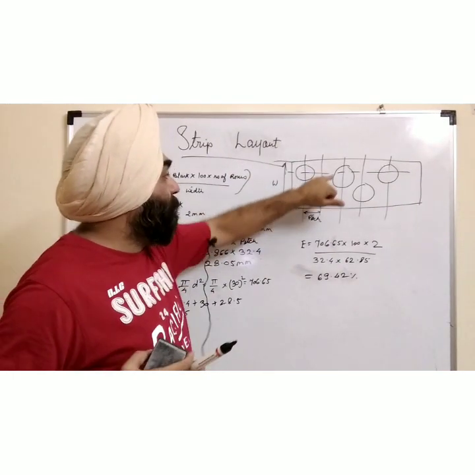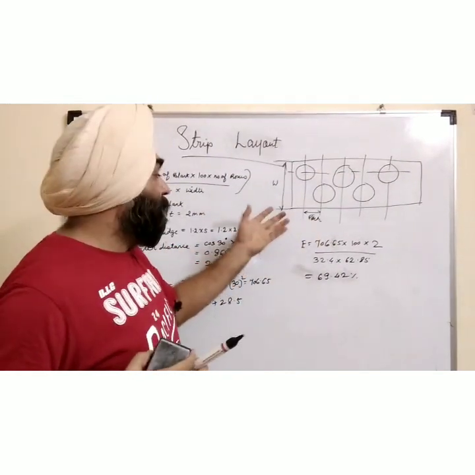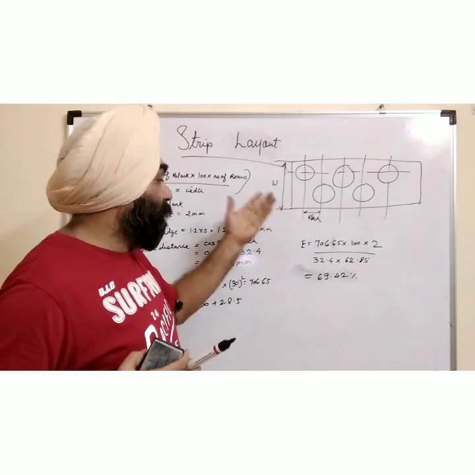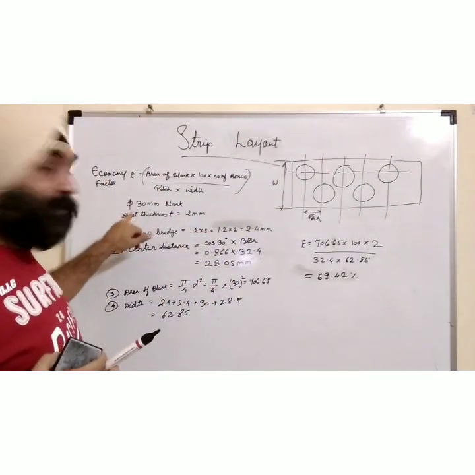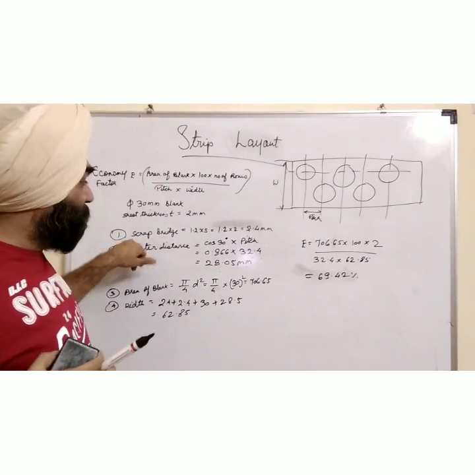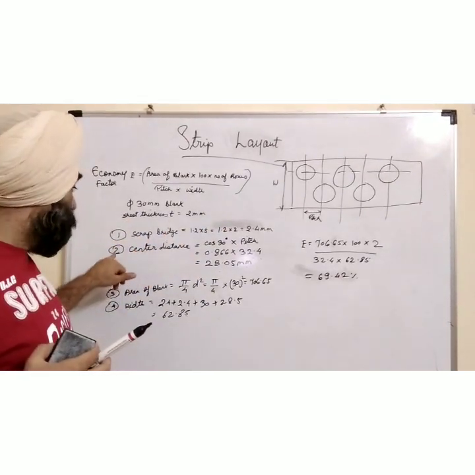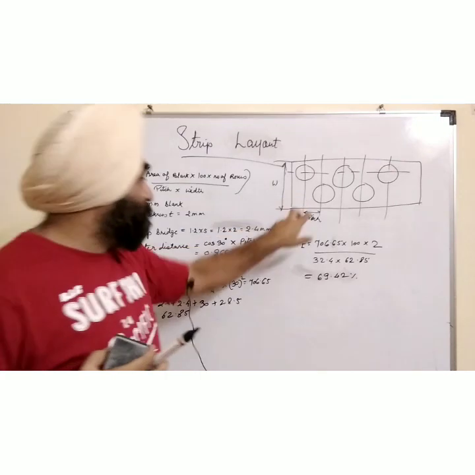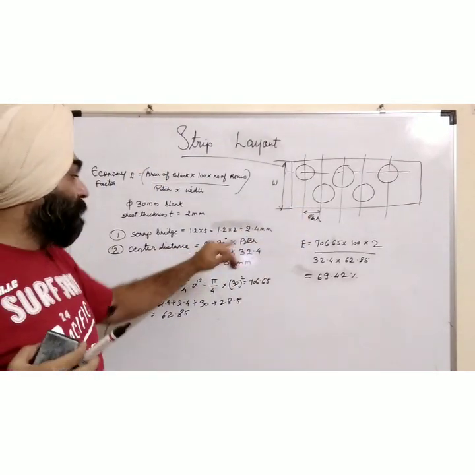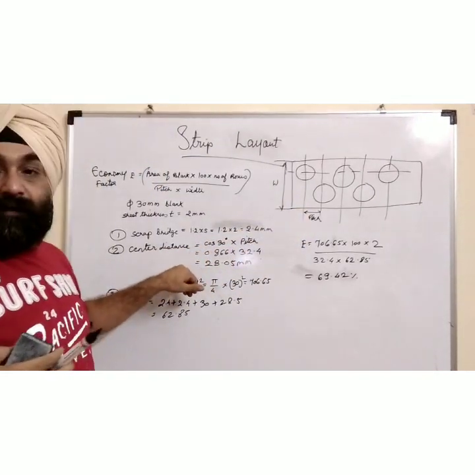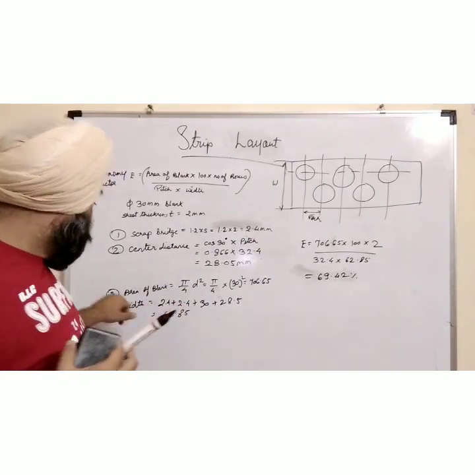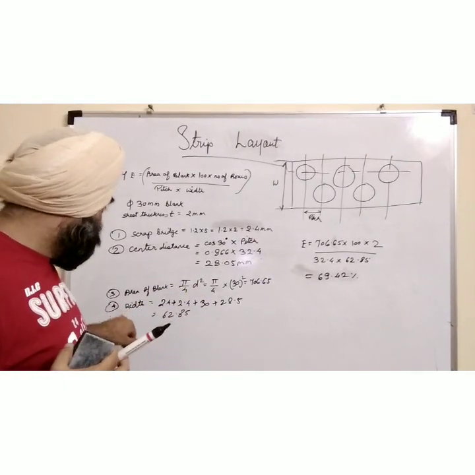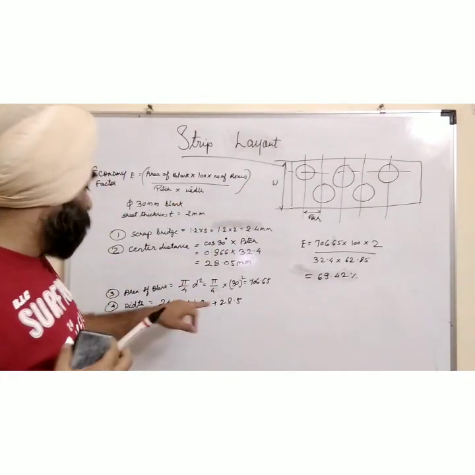So now I will be putting two rows and let's see if we get more economy factor. So what will be changing? First, scrap bridge will be the same, that is 1.2 into s. Now center distance will change, that is equal to cos 30 into pitch, that you can calculate according to your geometry, you can even calculate on AutoCAD. Then area of blank will not change. Now definitely width of the strip will be changing.